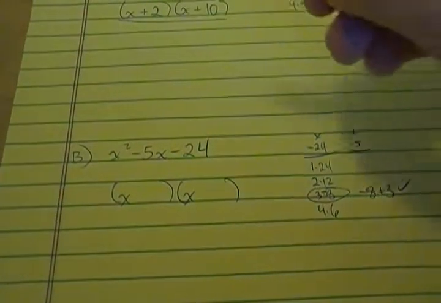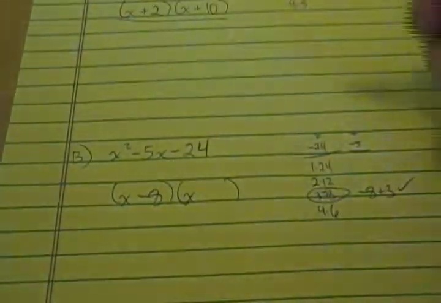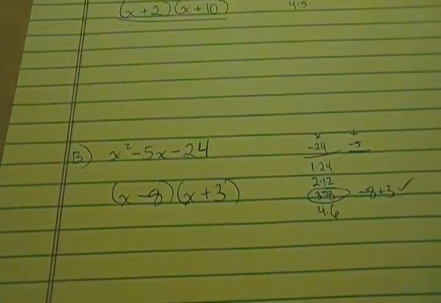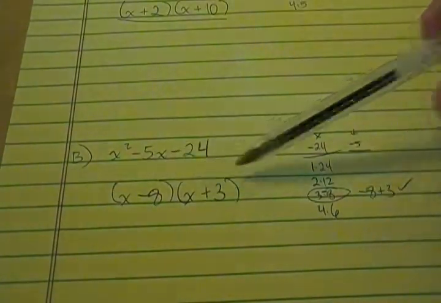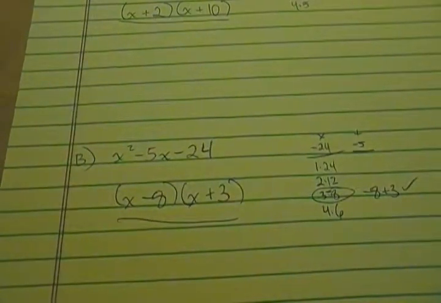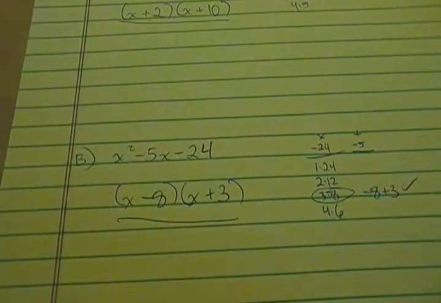All right, so when I go to my parentheses, x minus 8 and then positive 3, so x plus 3. And again, it doesn't matter. If you write x plus 3 and then x minus 8, it's the same difference. So that's our factoring of x squared minus 5x minus 24.